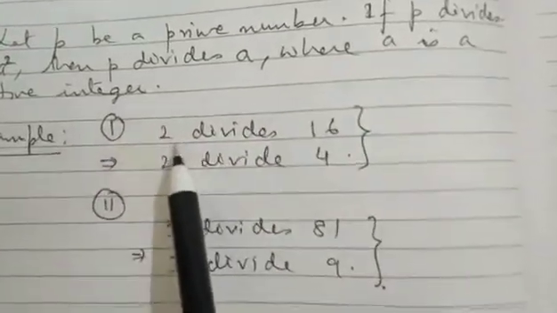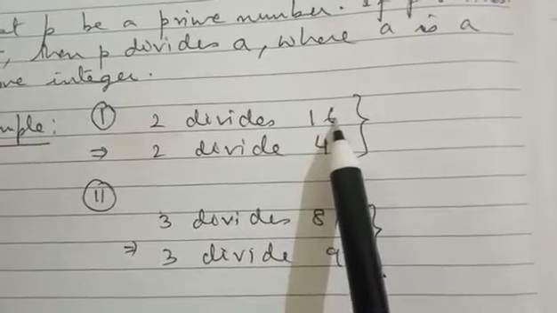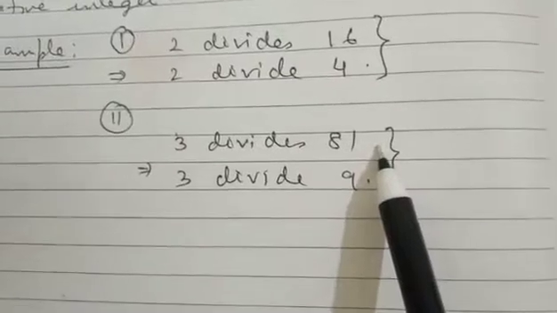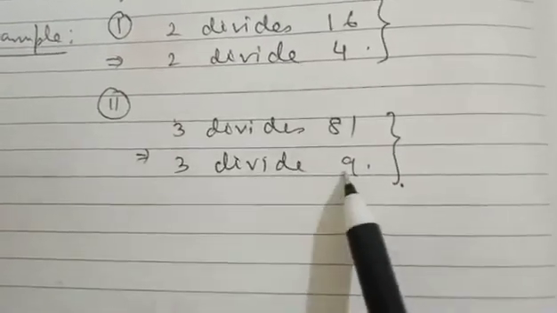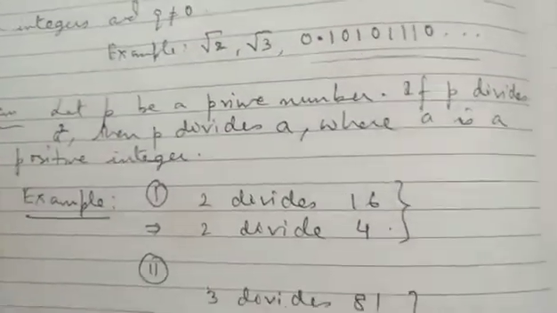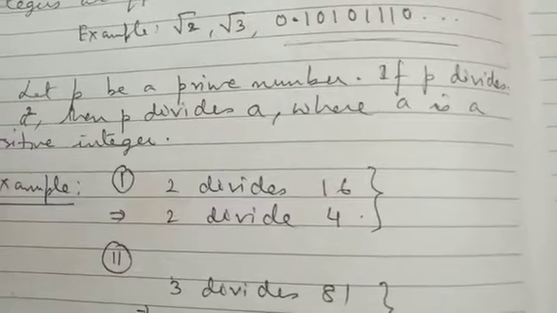Here 2 divides 16, which is actually 4 square, then 2 will divide 4. 3 divides 81, which is actually 9 square, so 3 will divide 9. This is a very important theorem, and we will be using this theorem in the coming example.